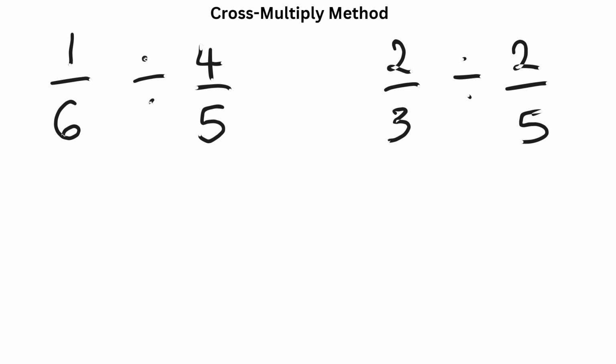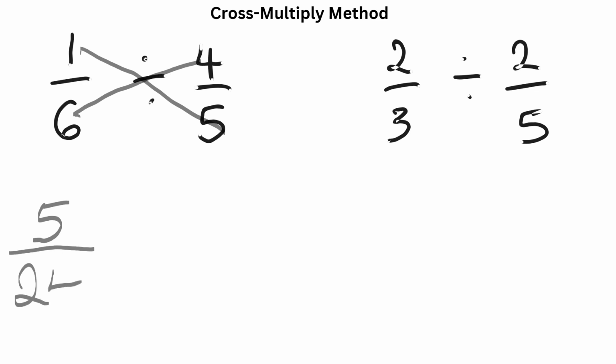Let's check the next method. The next method is called the cross multiply method. To me, this is the easiest method. We need to cross multiply. So 1 multiplied by 5 is 5. You have your fraction line. 6 multiplied by 4 is 24. This is a simplified fraction because 5 and 24 do not have a common factor. So this is our answer.